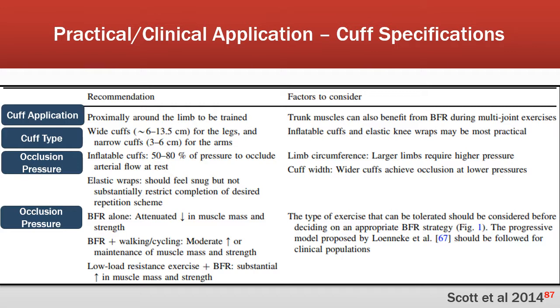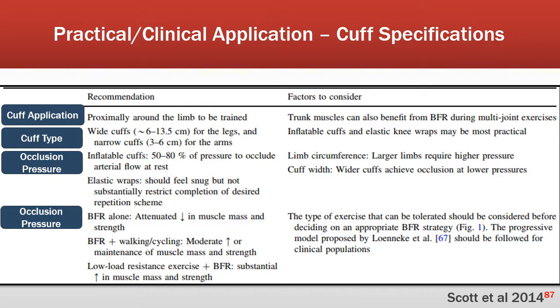Cuff type, so there are multiple different cuffs that have been thrown onto the market these days. However, in the medical setting, they need to be FDA approved. If you want to do more of the bro science in your personal gym, that's your own prerogative, and you can use your elastic wraps that are sold for, what, $30 maybe on Amazon.